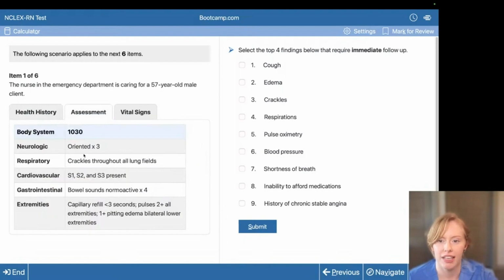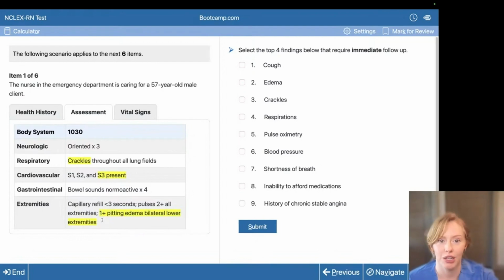So we go in to assess him. He's oriented, that's good, but then we have crackles in all lung fields, so our breath sounds are not clear. We have an S1, S2, and an S3 present, and those of you who know, tell me, what does an S3 mean? That should tell you something specific. So what does that finding mean? Then our bowel sounds are normal active, our cap refill is normal, our pulses are normal, but then we've got 1+ pitting edema in our bilateral lower extremities.